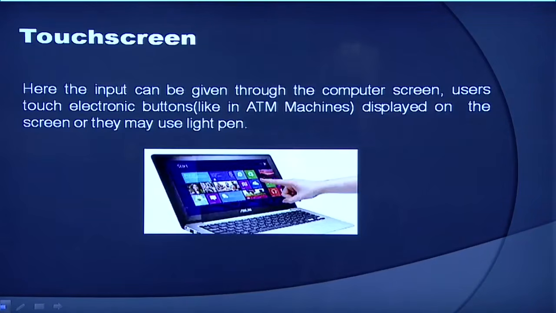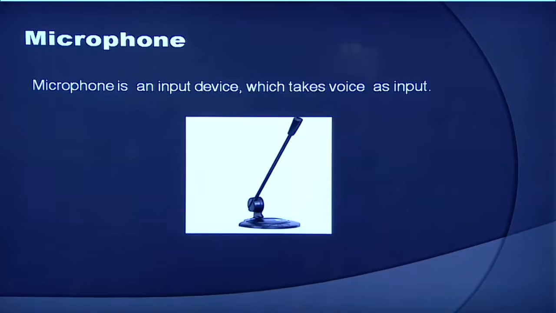The next is the touch screen. Another form of input is the touch screen. Here the input can be given through the computer screen, which accepts the input through the monitor. Users touch electronic buttons displayed on the screen, or they may use a light pen. Nowadays smartphones, laptops, TVs, ATM machines all are using touchscreen panels. The next input device is the microphone. A microphone is an input device which takes input as voice.